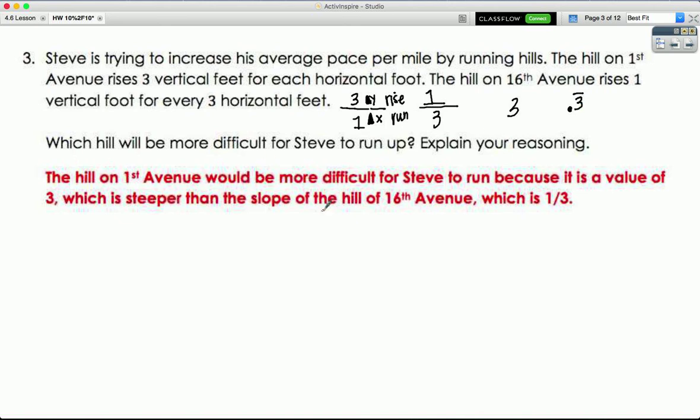Which hill would be more difficult for Steve to run up? Explain your reasoning. So it says the hill on First Avenue would be more difficult because it has a value of 3, which is steeper than the slope of the second one, which is just 1/3. We remember the higher the slope, the more steep the line is, or the more straight up and down vertically it becomes. And if you can imagine, running straight up a hill would be pretty much impossible. You'd be climbing a cliffside. So if your hill has a slope of 3, it is going to be more difficult to run up.